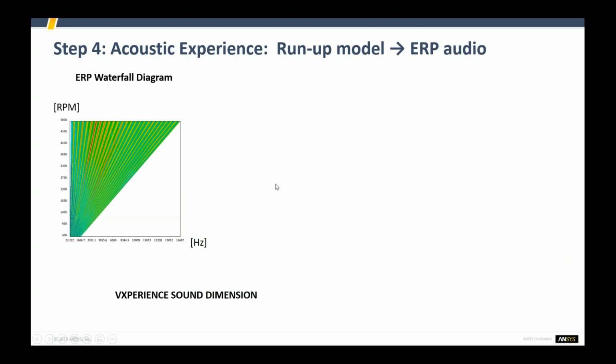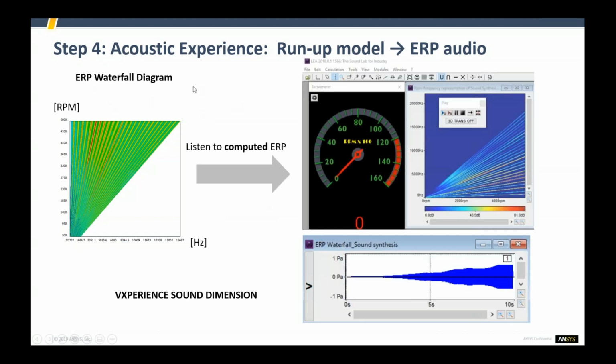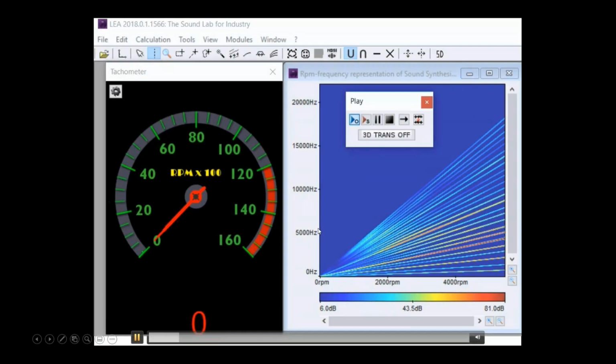The last step will be Acoustic Experience. That will be a run-up model to ERP audio. So we have the ERP waterfall diagram. Then we can listen to this through our VR Experience Sound dimension. So we can listen to the computed ERP. I'm not sure if you guys can hear this.